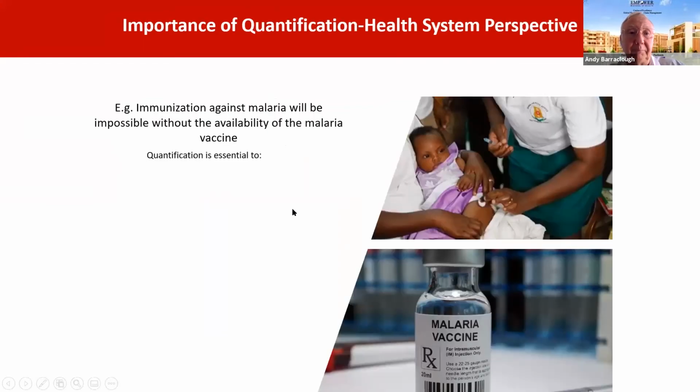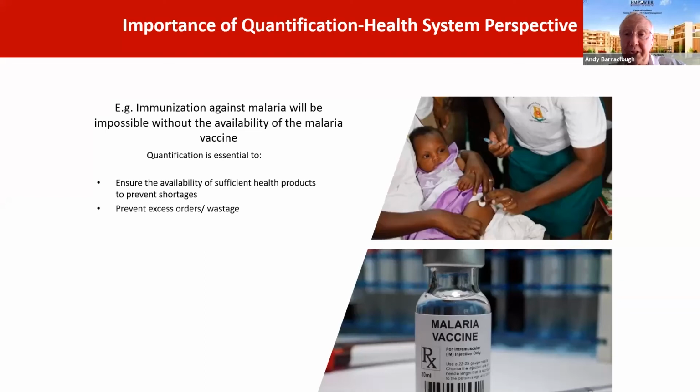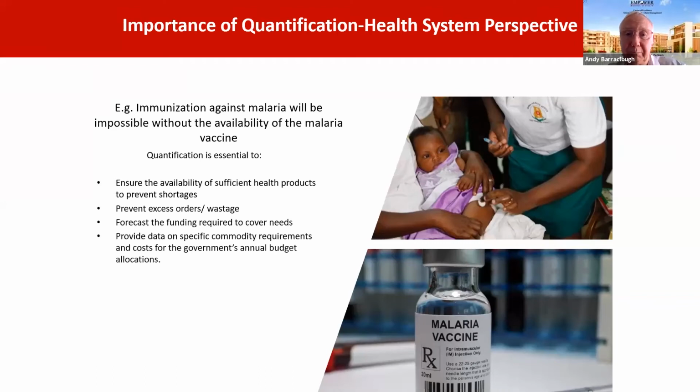Our essential message, the major slogan: no product, no program. We cannot deliver modern medicine without healthcare products. If you want to do the malaria vaccination program, you need malaria vaccine. If you don't have it, you can't do it. In order to have it, we have to be able to estimate the amounts that are realistically needed and when they are needed.